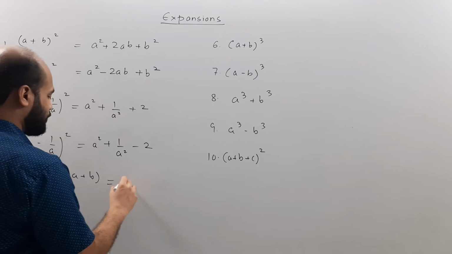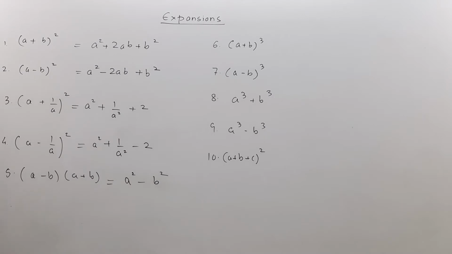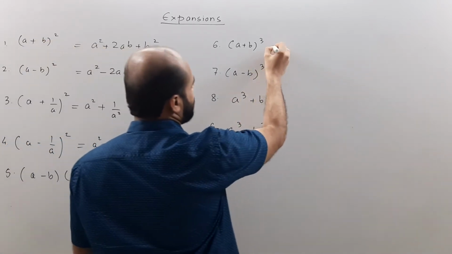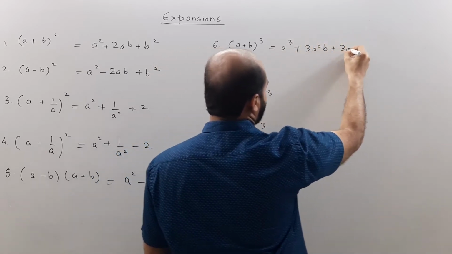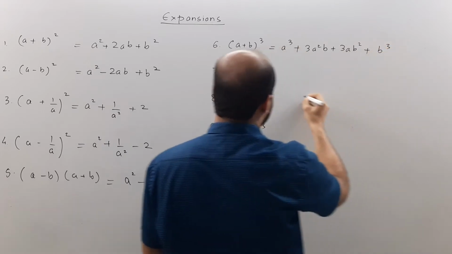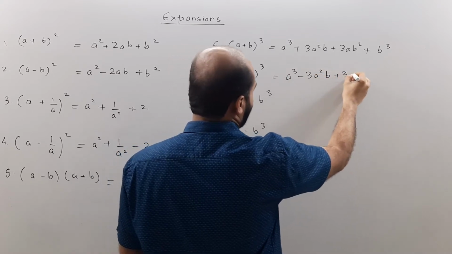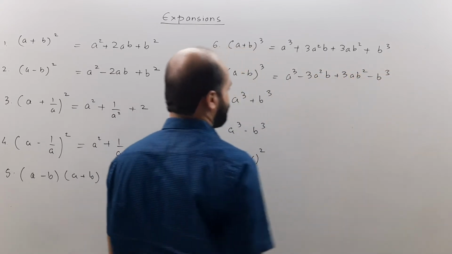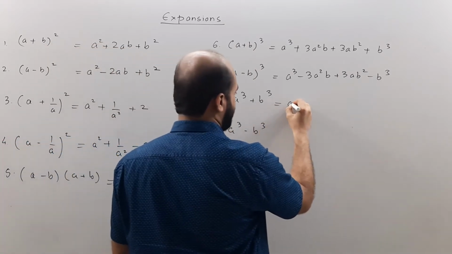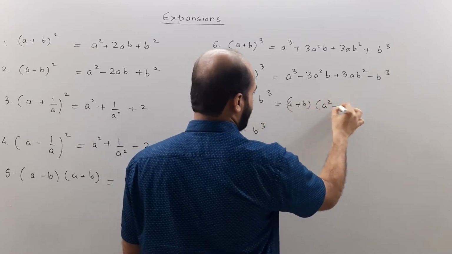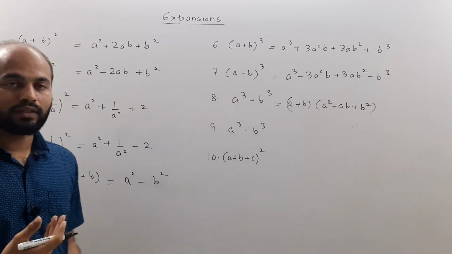This is commonly used: (a+b)(a−b) is a² minus b². How about this? (a+b)³ would be a³ plus 3a²b plus 3ab² plus b³. And (a−b)³ is a³ minus 3a²b plus 3ab² minus b³. Now this can be compressed and written as a³ + b³ = (a+b)(a² − ab + b²). These are some common expansions that you should know.